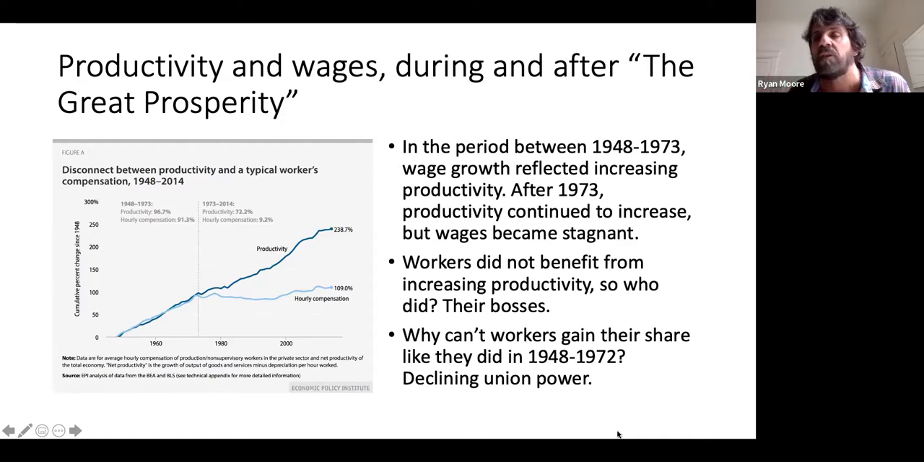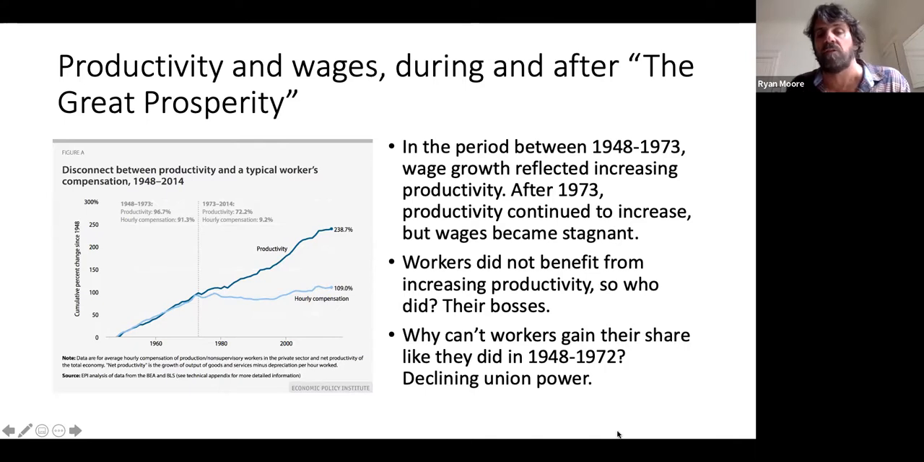So we can think of it as having an increasingly productive economy, and workers are being paid fairly for the increase in economic productivity. Hourly compensation increased by about 91%, and productivity increased by 96%. So they basically match, right? Workers are being paid fairly for an increase in productivity. Wages are going up as productivity is going up.